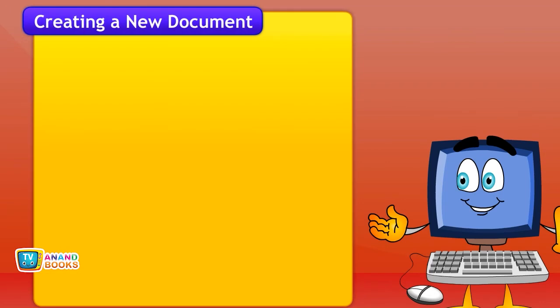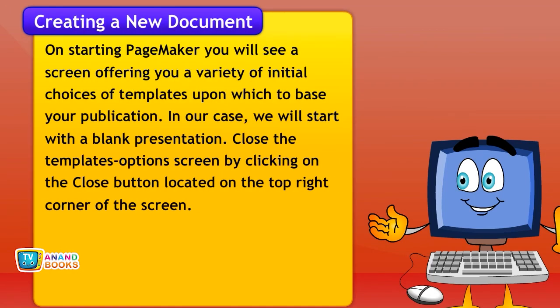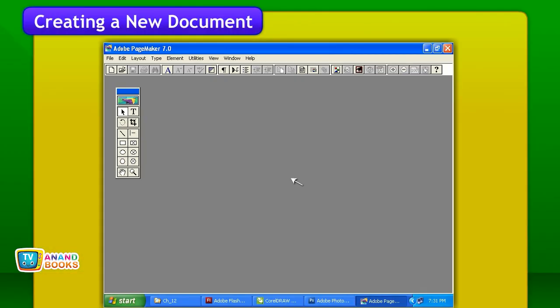Creating a new document. On starting PageMaker, you will see a screen offering you a variety of initial choices of templates upon which to base your publication. In our case, we will start with a blank presentation. Close the Templates options screen by clicking on the Close button located on the top right corner of the screen.